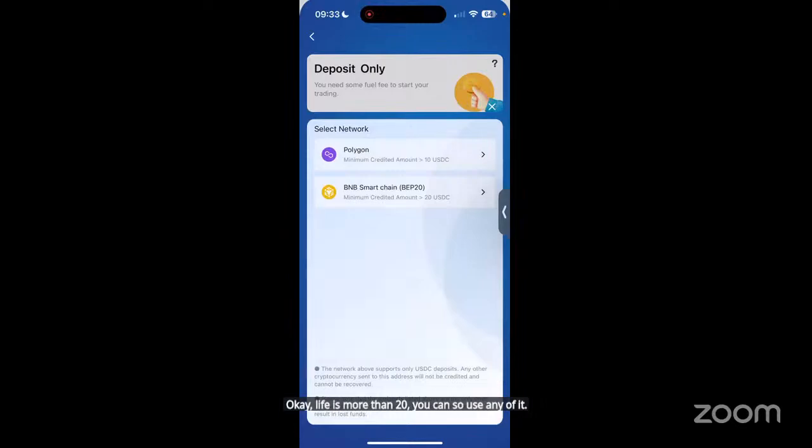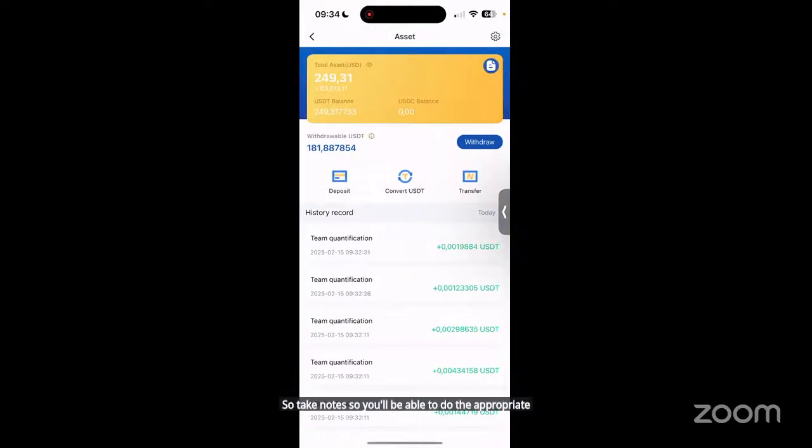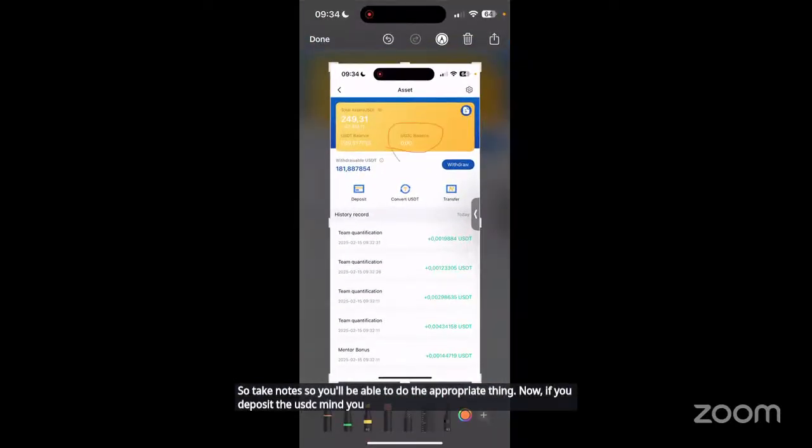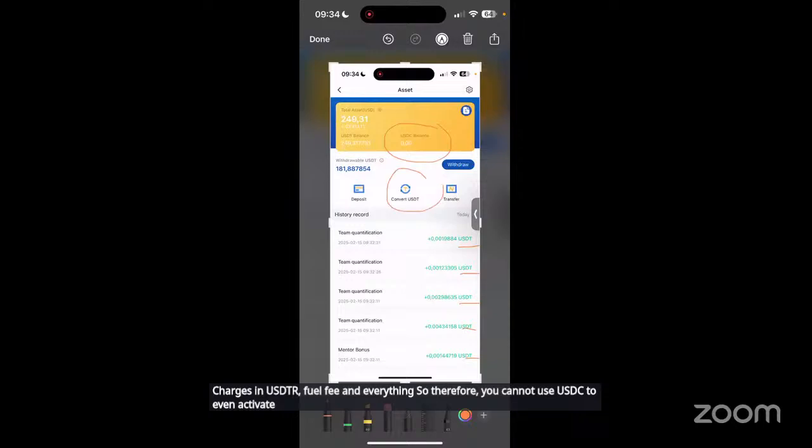So take notes, so you'll be able to do the appropriate thing. Now, if you deposit the USDC, mind you, the balance will come here. Royalq charges in USDT for fuel fee and everything. So therefore, you cannot use USDC to even activate. So you have to tap on the convert button.